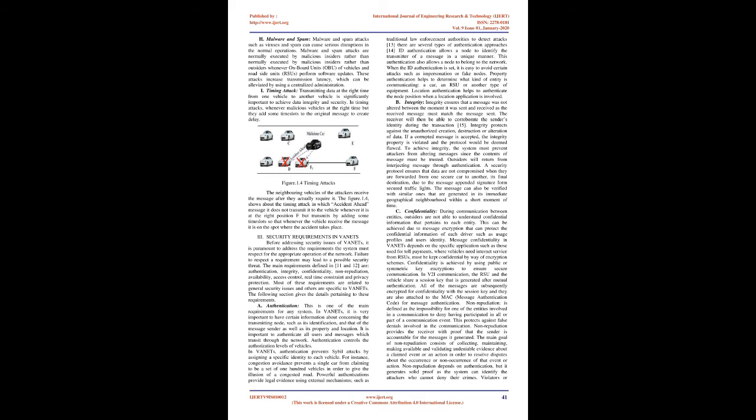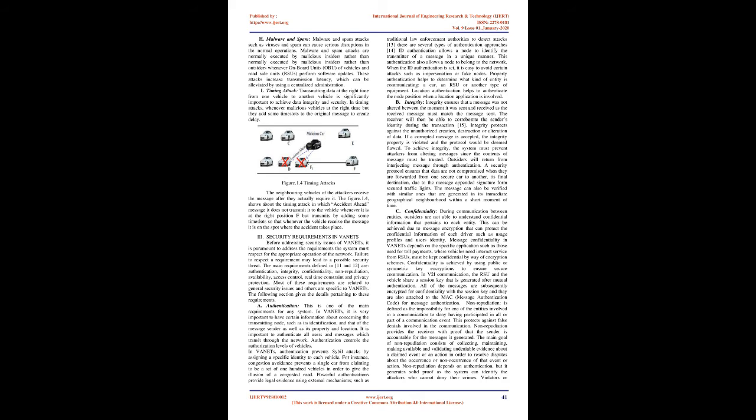[14] ID authentication allows a node to identify the transmitter of a message in a unique manner. This authentication also allows a node to belong to the network. When the ID authentication is set, it is easy to avoid certain attacks such as impersonation or fake nodes. Property authentication helps to determine what kind of entity is communicating: a car, an RSU, or another type of equipment. Location authentication helps to authenticate the node position when a location application is involved.